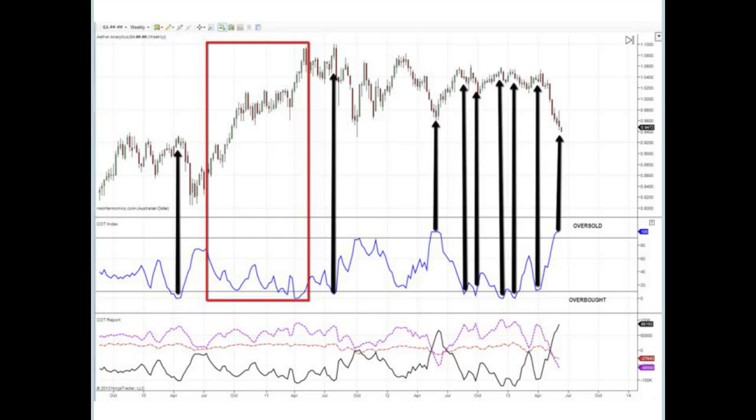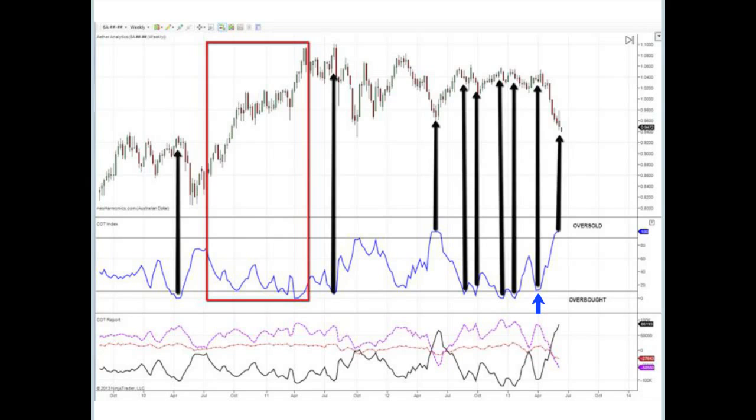So for the first couple examples like this, I just want to show you how I typically look at my commitment of traders report data and analyze the index. Just looking at the Australian futures here, this has been really interesting because we've seen a lot of fundamental shifts in the economic data for the Australian economy, and it's really interesting here that we had an overbought position on the COT report, COT index, before we had the huge move down.